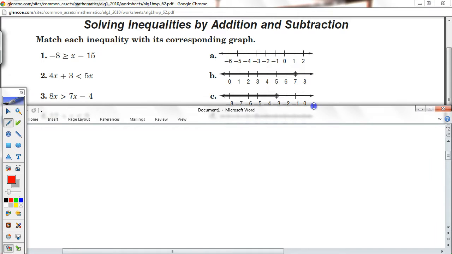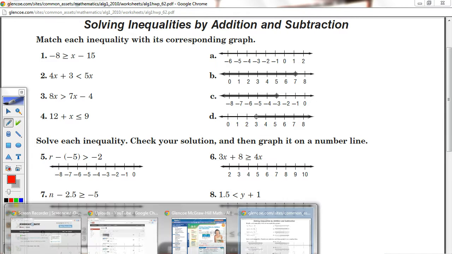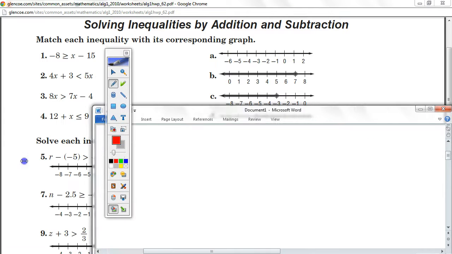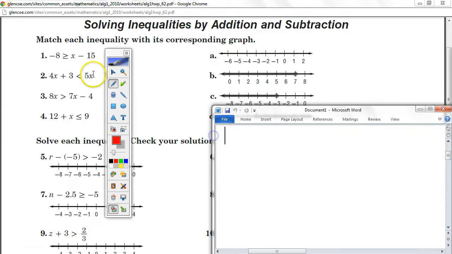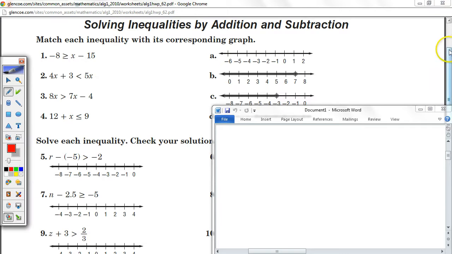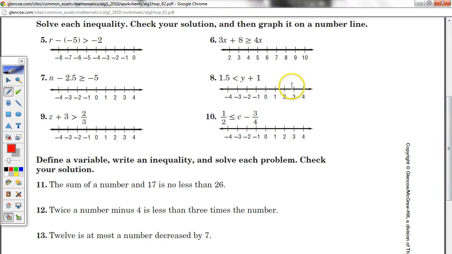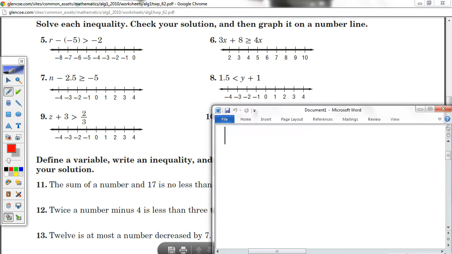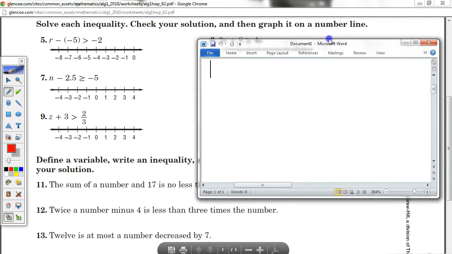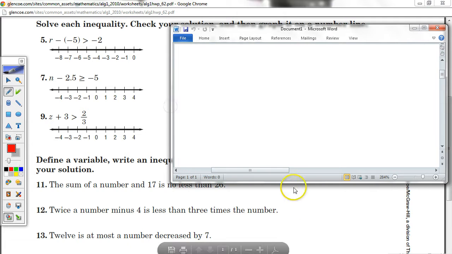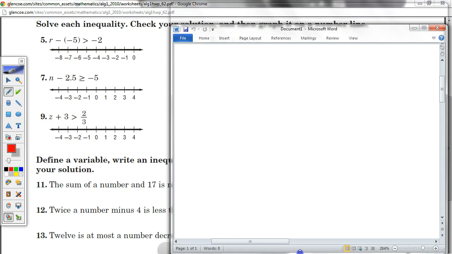Alright, now let's try to do some more. So this time they're giving you the inequality to solve, and they want you to graph it on the number line they provided you.